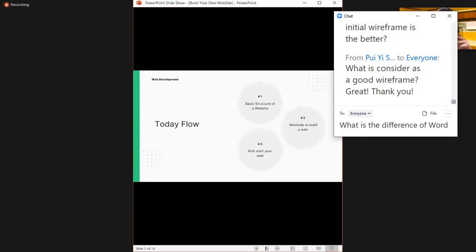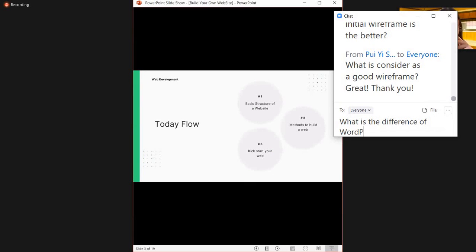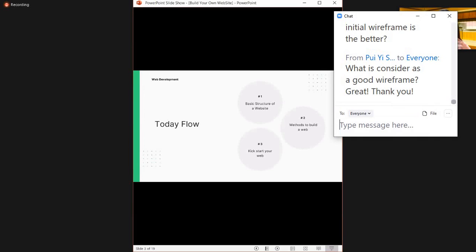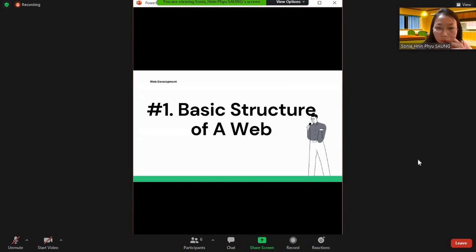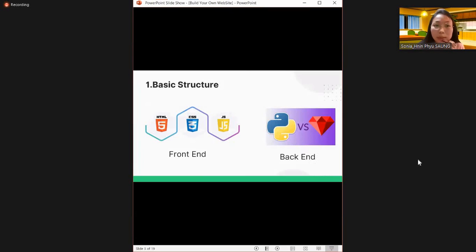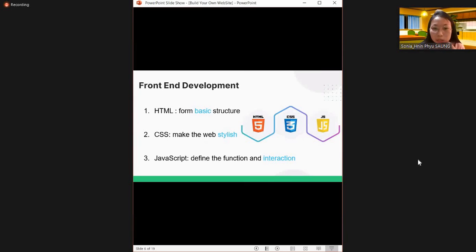Okay, let's get started. So this is the flow of my sharing. I will first help you review the basic structure of a website, and then introduce you to different methods you can use to build a web, and finally, how you can kickstart your web easily. So first, the basic structure of a website. In web development, we mainly have two parts, the front end and the back end. So in front end, we have HTML, CSS, and JavaScript.